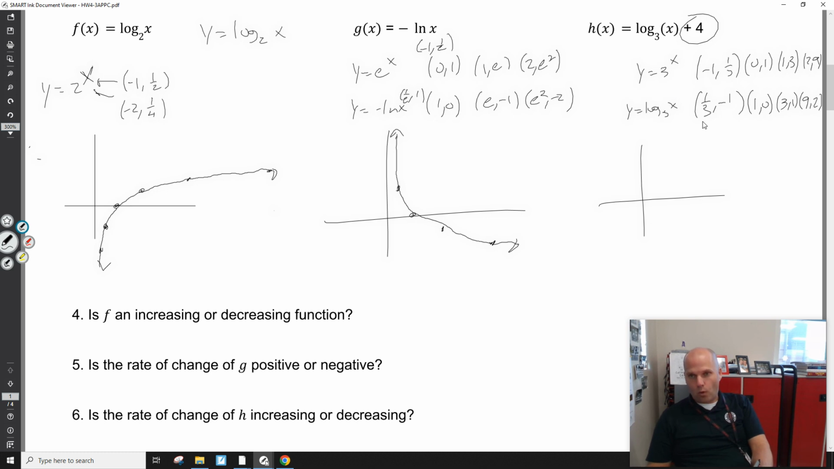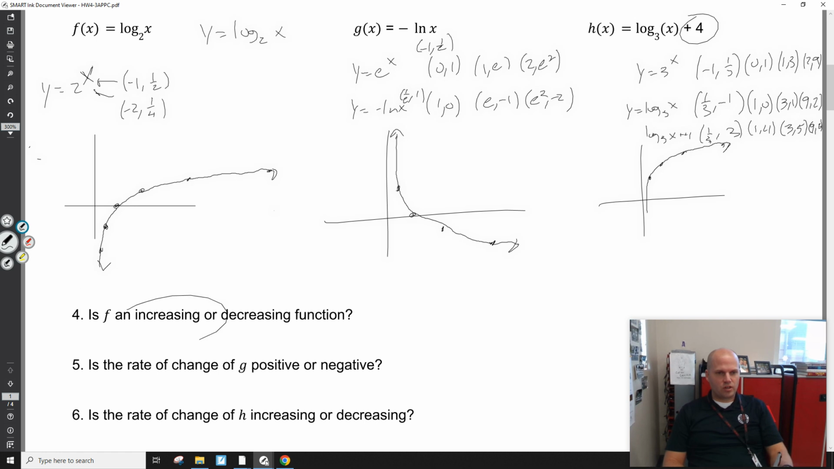Now I'm going to add 4 to all of those. This is maybe not the exact type of sketch that some teachers are looking for, but if you have log base 3 of x plus 4, you're going to take your y's and add 4 to them. So it just shifts everything up 4, giving me (1/3, 3), (1, 4), (3, 5), (9, 6). See that we have to have this growth of our inputs to produce an equally spaced growth of our outputs.